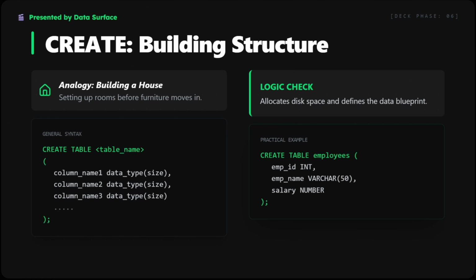Let's look at a simple example, the syntax and how a practical example of the create command looks. You write create table, table name, then you give the column name, data type and the corresponding size. That is the simple syntax for create. In the practical example, create table employees, employee_id is a column name, int is the data type, employee_name, varchar is the data type, and we'll give the size as 50, right? Salary, number is the data type.